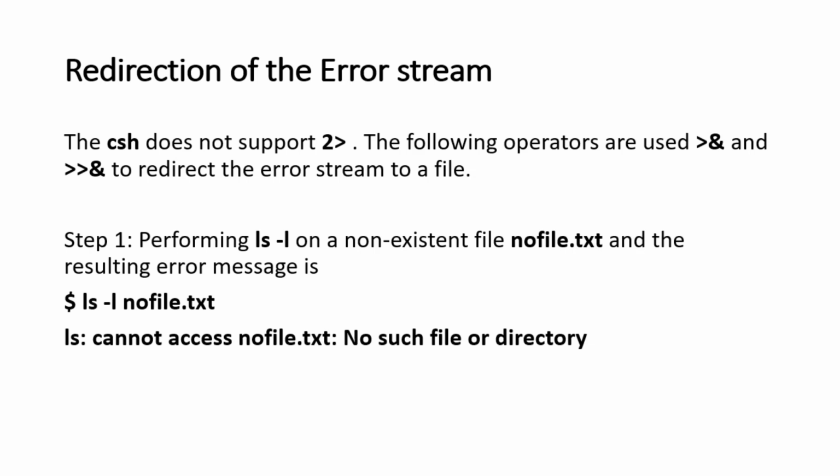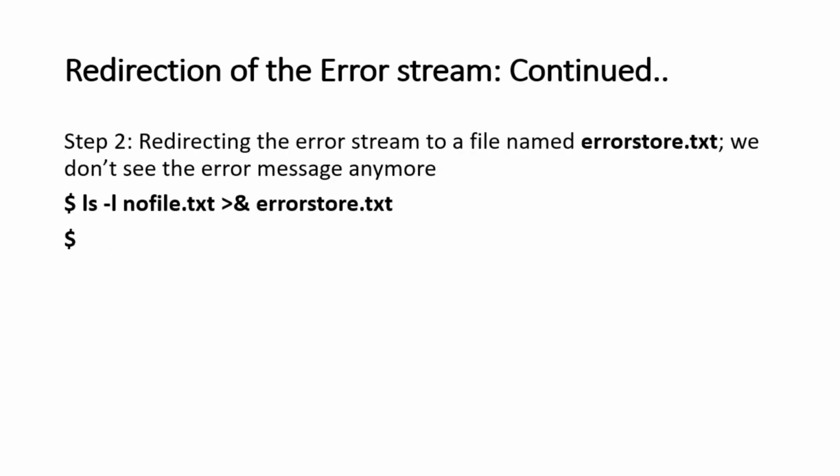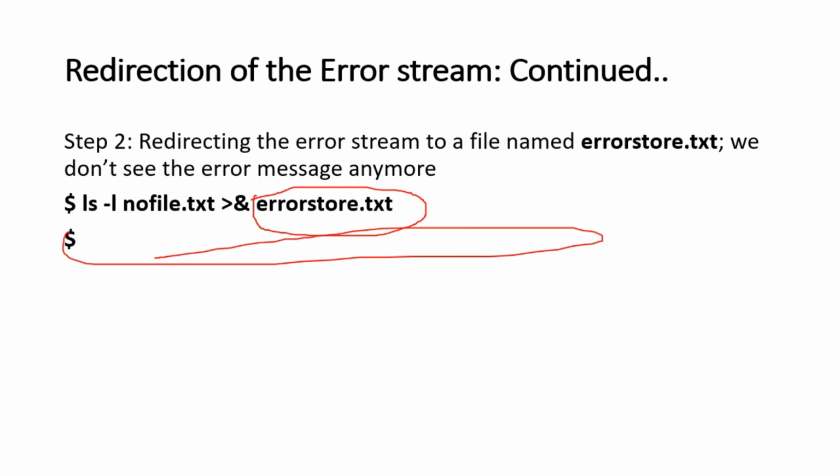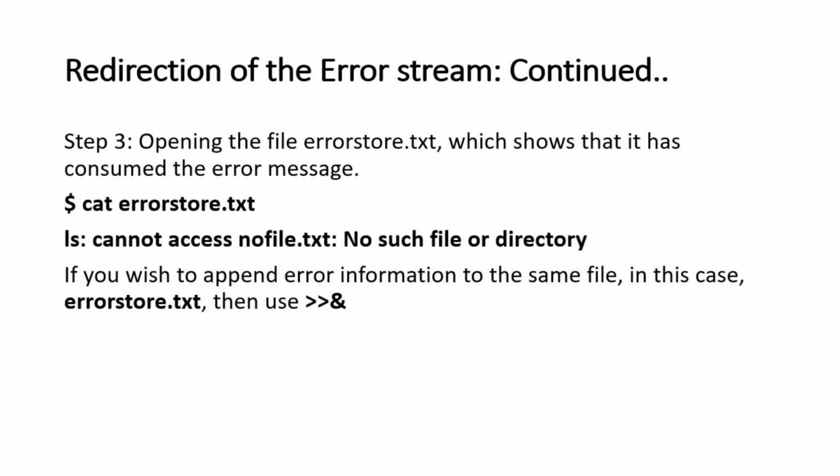Performing ls -l on a non-existent file like nofile.txt, you have a resulting error message. This error message can be redirected on the C shell by using the greater than ampersand symbol. For instance, in this example, you see that the error has been redirected to a file called errorstore.txt and you no longer see the error message. If you want to append more information to the same file, errorstore.txt, then you can use the greater than symbol twice, then ampersand.